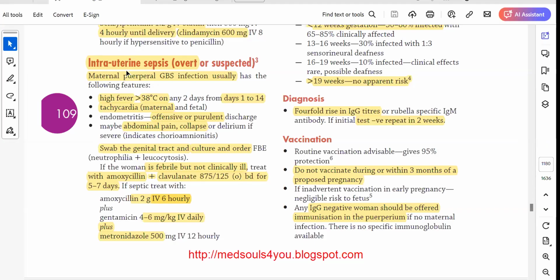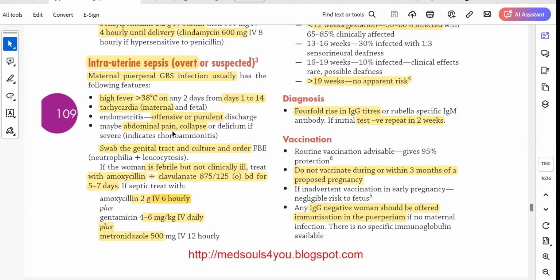And it's not unusual because during birth, there will be placental delivery. The uterus will be raw, okay? And you can easily get infected if there is already a bug there. So maternal puerperal GBS infection is usually what we call endometritis. And its presentation is high fever, chills and rigors, tachycardia, nausea, vomiting. They get this offensive purulent vaginal discharge and also sometimes abdominal pain.